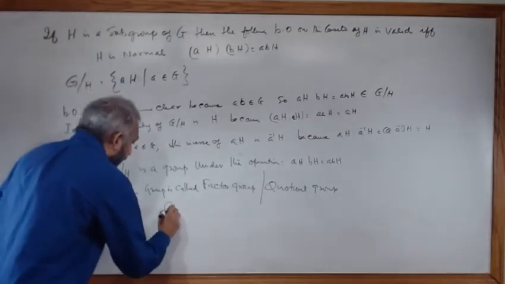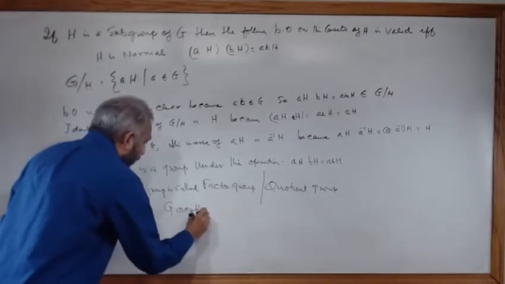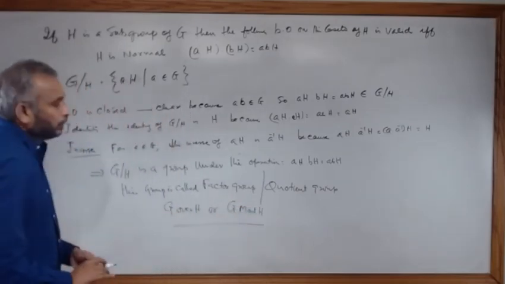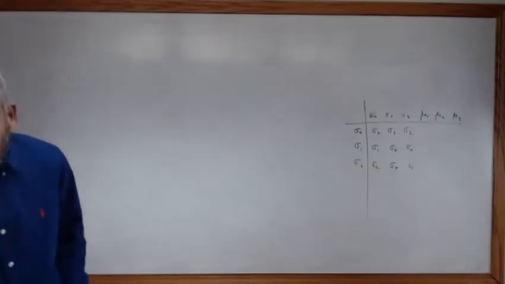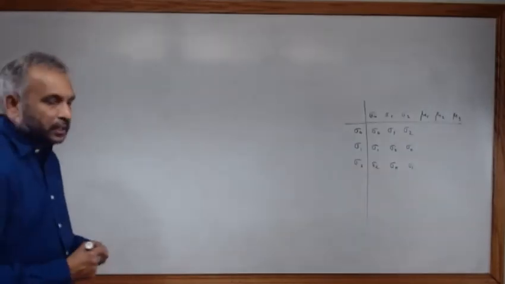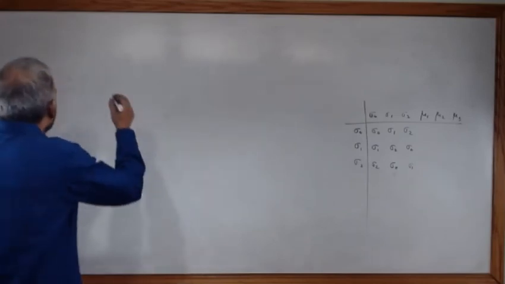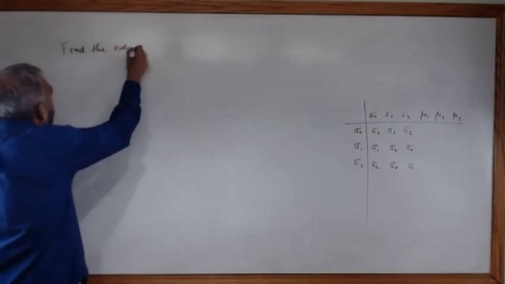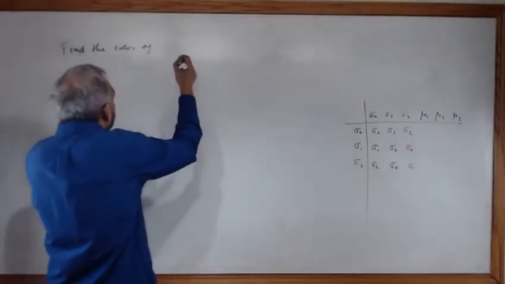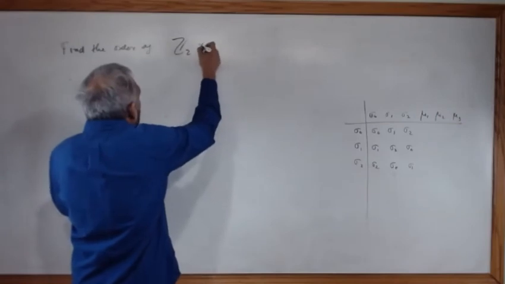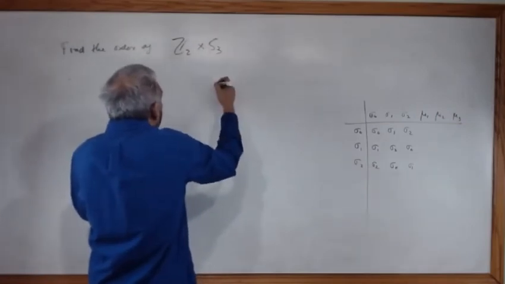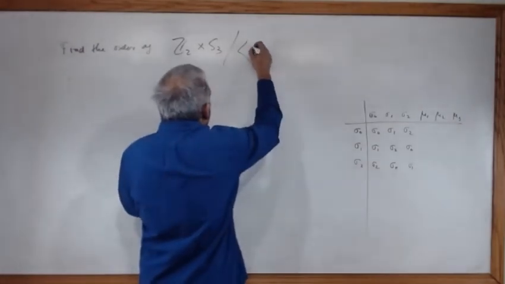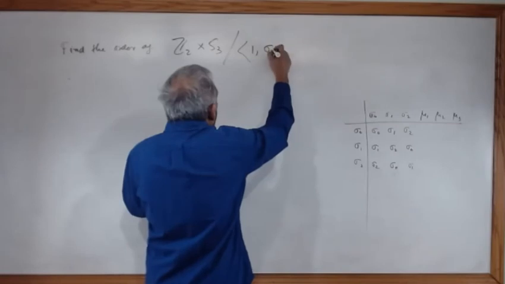Or we'll say G over H or G mod H. Let us do a computational problem on the factor group. Find the order of Z2 cross S3 over the subgroup generated by (1, sigma 1).